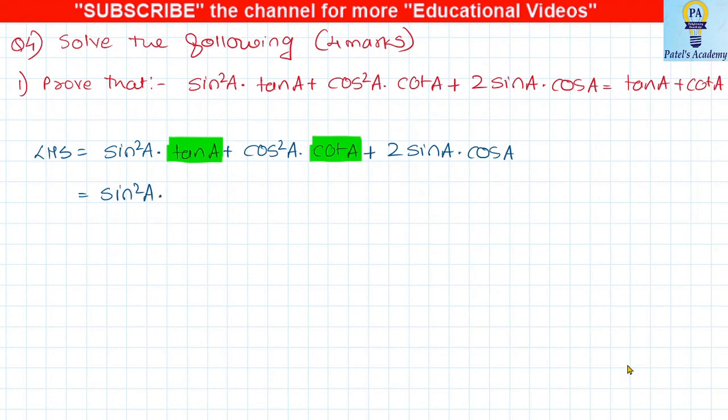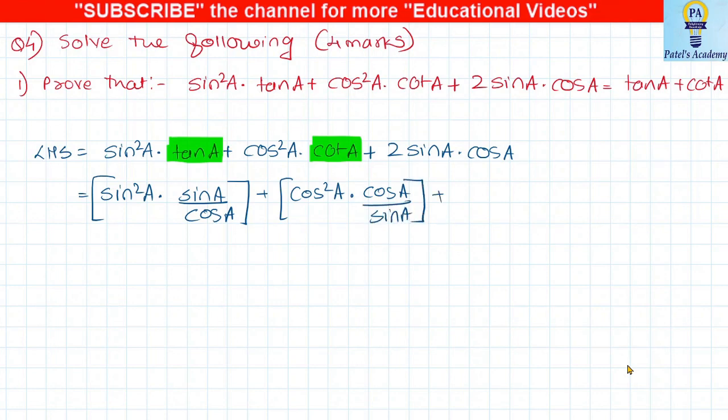So what is tan? Tan is sine upon cos. So sin A upon cos A. This is the first term plus cos square A as it is. Cot is nothing but cos upon sine.